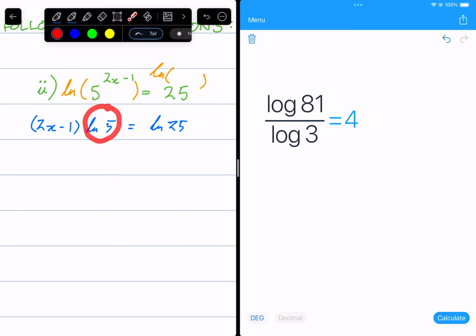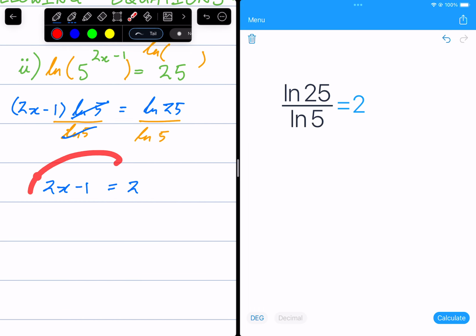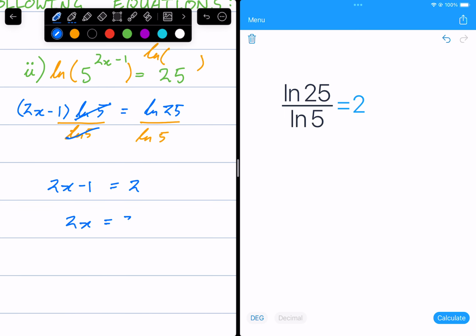Once again from here, this is just a number that we can divide out, so dividing ln of 5 on both sides, which will cancel out these two, leaving us with 2x minus 1 equals. Now at this point, you should check whether this gives an exact result or not. So for example, ln of 25 over ln of 5, that gives us 2. Well then from here, we can solve this equation like we normally would. So this becomes 2x equals 3, x equals 3 over 2.